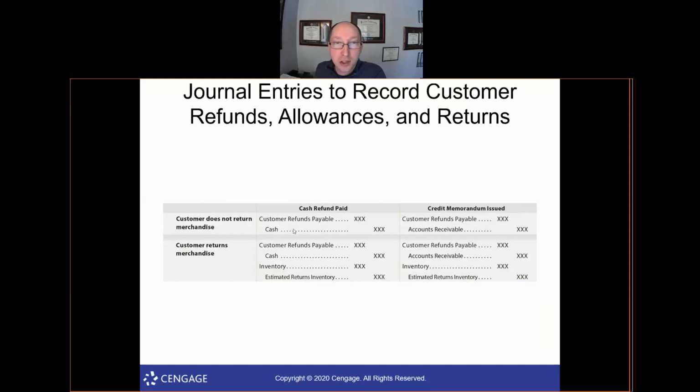And this is just a nice summary of what we talked about. If a customer does not return the merchandise and they want a cash refund, we debit customer refunds payable and credit cash. And then we would issue them a credit memorandum by debiting customer refunds payable and crediting their accounts receivable to reduce their overall bill.